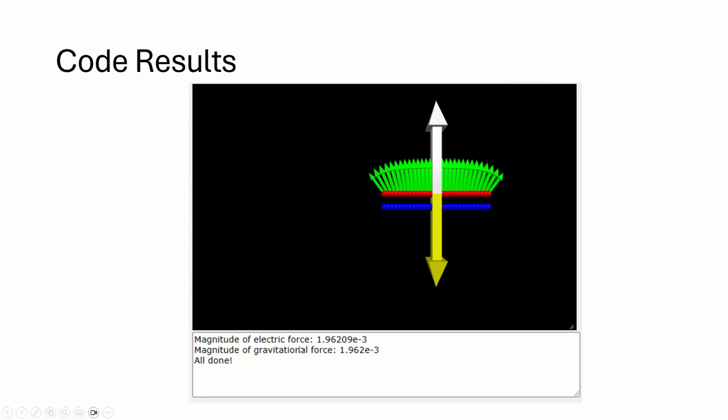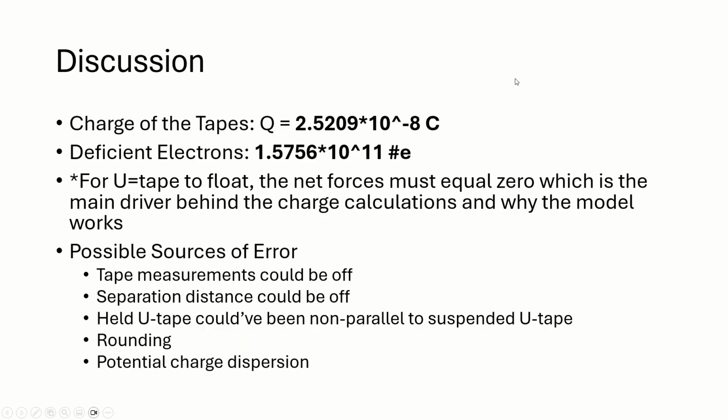As you can see, the magnitude of the electric and gravitational force are just about equal. So the charge we determined through the code was 2.5209 times 10 to the negative 8th coulombs, and the amount of deficient electrons from the code based off of that was 1.5756 times 10 to the 11th electrons. Note real quickly, for the U-tape to float, the net forces must equal 0, which is the main driver behind the charge calculations and why the model works in the first place.